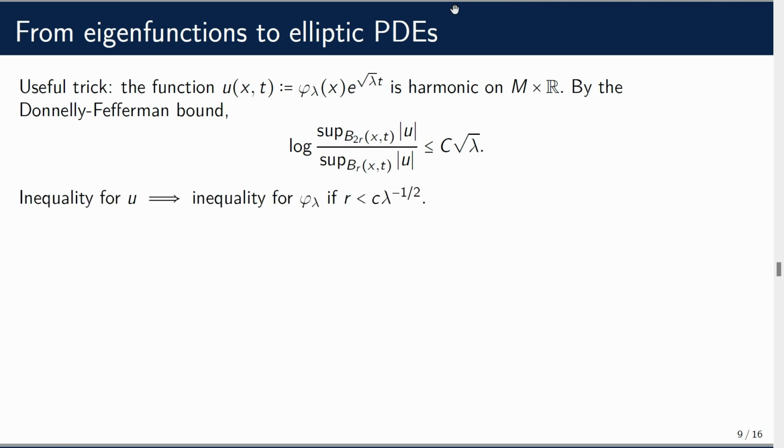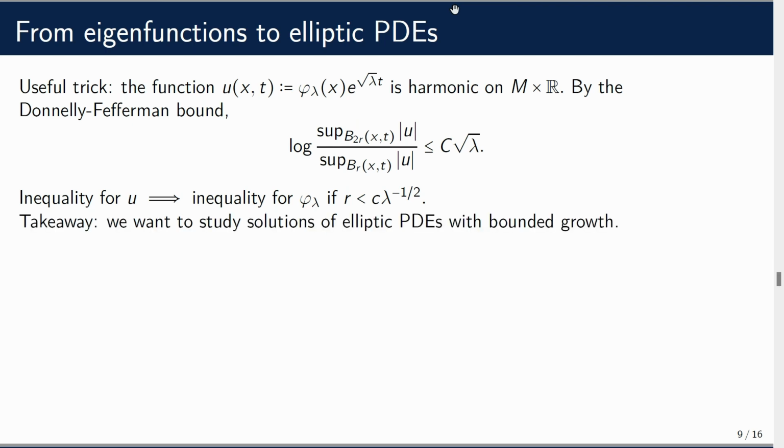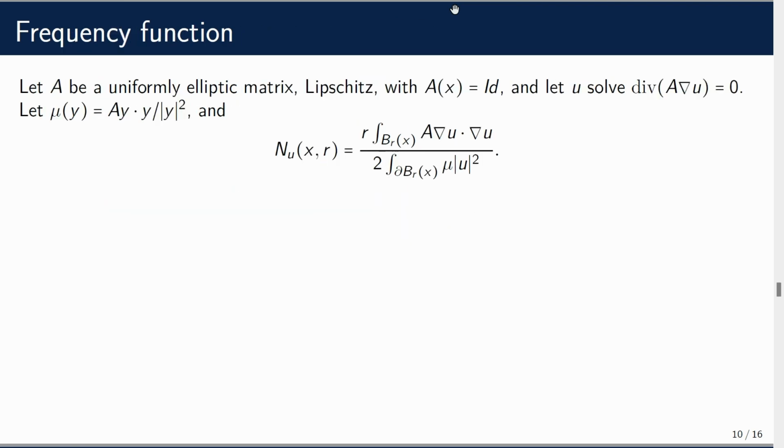And if you prove an inequality for these harmonic functions with bounded growth, then you get an inequality for your eigenfunctions at small scales. Okay, so the takeaway from this is that I really want to study solutions of elliptic PDEs with a bounded measure of growth. This one is a fine measure of growth. You take the log of the sup over twice the ball over the sup of the ball. Probably a nicer one is what is called the Almgren frequency function, which a bunch of you are familiar with. And let me probably skip it because I have very little time.